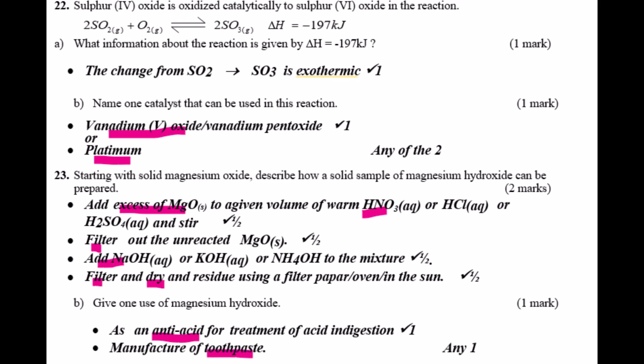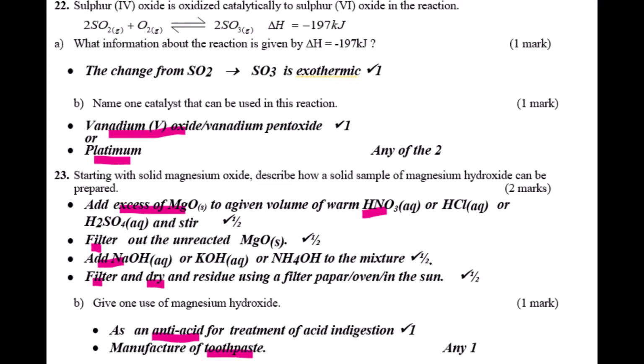Remember, now you have a filtrate. That is not magnesium hydroxide, it will be a magnesium salt: magnesium nitrate, magnesium chloride, or magnesium sulfate. Then with the magnesium salt, you precipitate out the hydroxide using either sodium hydroxide, potassium hydroxide, or aqueous ammonia. Then you will filter out the hydroxide, that is magnesium hydroxide, and you dry using some filter paper, or in an oven, or you can do sun drying.